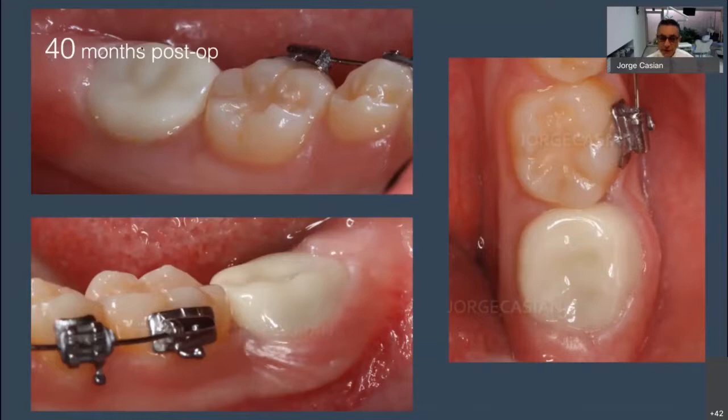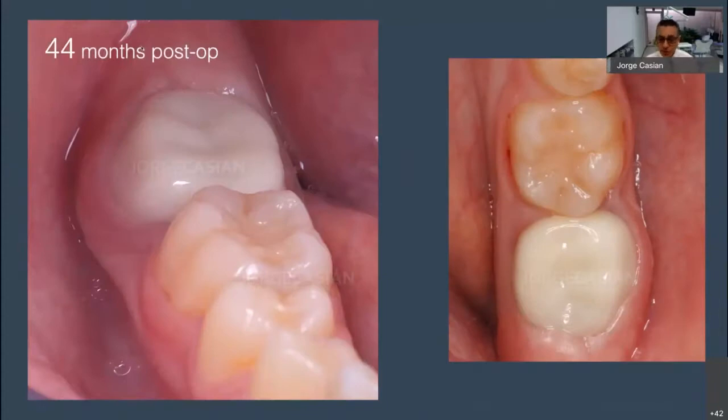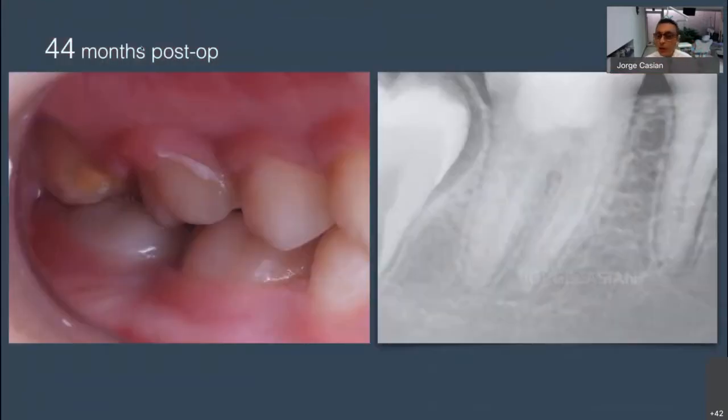40 months post-op, I am finishing the orthodontic treatment. 44 months post-op. The lower and upper brackets were removed. And look at the occlusion. And look at the X-ray.